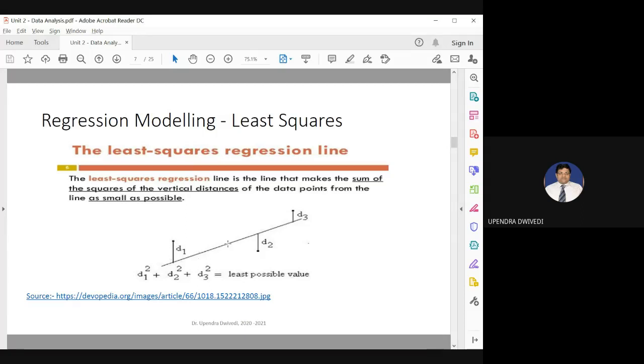How can we minimize the error? We are taking the least square method. In the least square method, what we are trying to do is minimize the error between the actual data points and our predicted data.